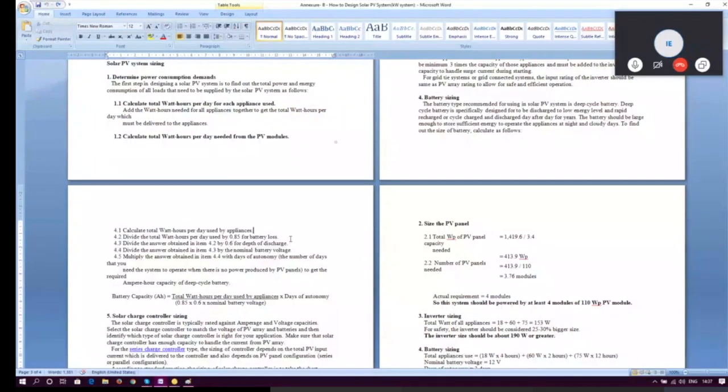Okay, first you can see from my screen, the first step we need to do is find the total watt hours, which we have already done as 9440. We have got the watt hours as 9440, right? Next, we need to divide the watt hours by 0.85. 0.85 is the battery loss.